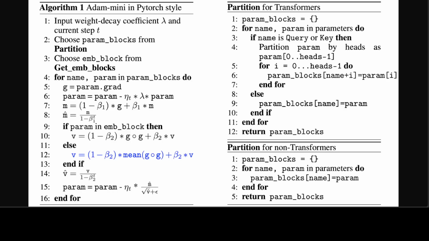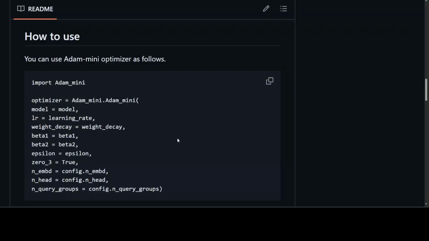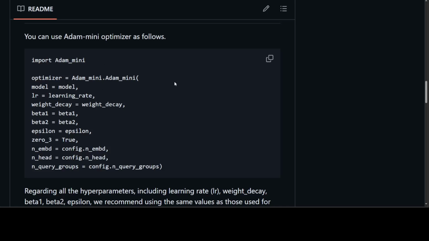way or another. Now, they also have a GitHub repo where they have shown some of the examples and how you can go about using the Adam Mini optimizer. For example, here they are importing Adam Mini from this GitHub repo and then they are specifying these parameters. For instance, model is the model which we are going to train. LR is for learning rate, and this is the step size for each iteration, and it controls how quickly the model learns.